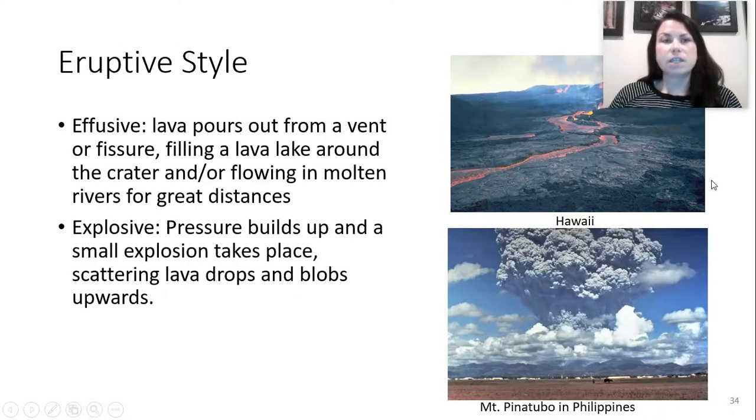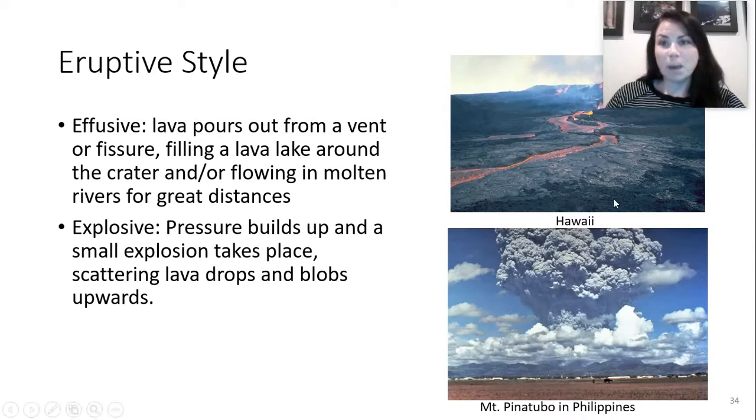Okay, so we have two different types of eruptive style. We have effusive and explosive. So effusive is where lava pours out from a vent or fissure, and it fills a lava lake around the crater, or it flows in molten rivers for great distances. So here's that basalt lava flow example from Hawaii. This would be effusive. This is very slow and gradual.